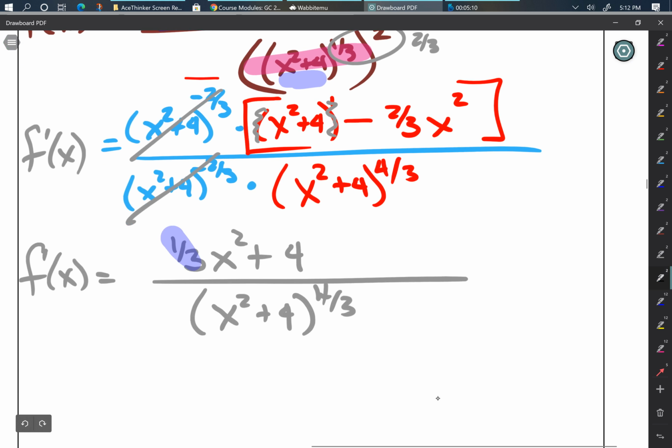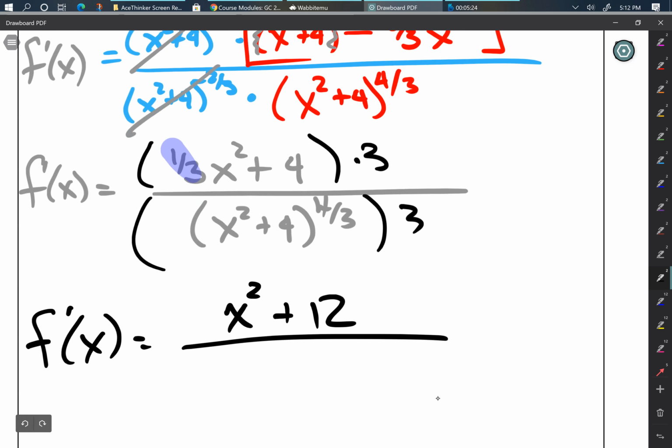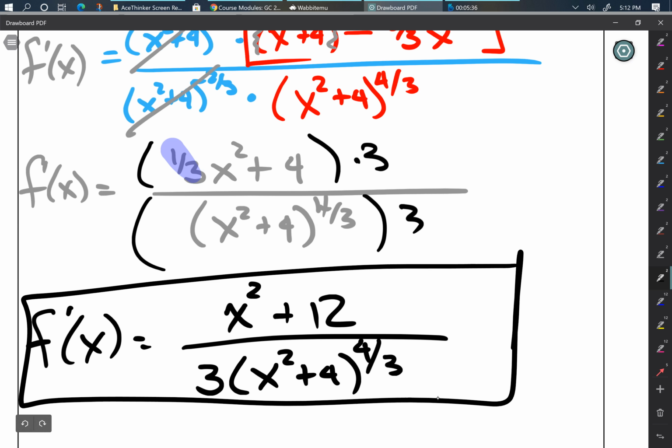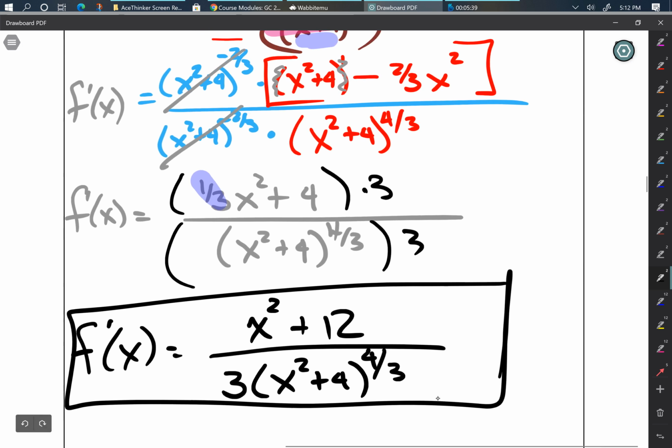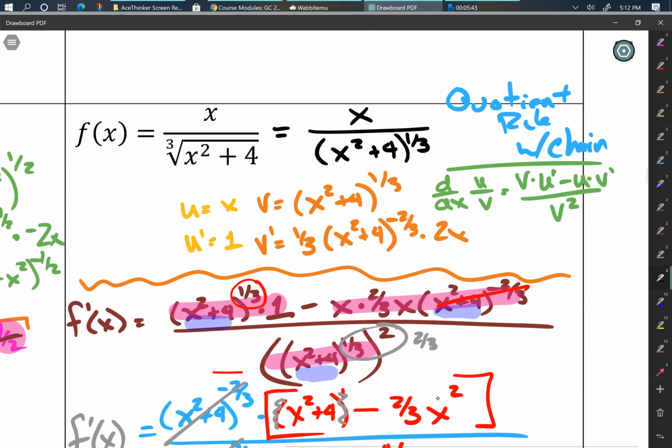And so their argument would be multiply the numerator by 3, multiply the denominator by 3 to clear out those fractions, which would give us then f prime of x is equal to x squared plus 12 over 3 times x squared plus 4 to the 4/3. And there's our solution, our derivative of f, where we have a quotient rule hiding a chain rule inside of it.